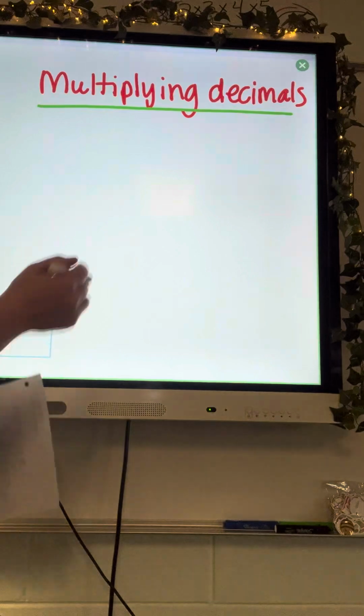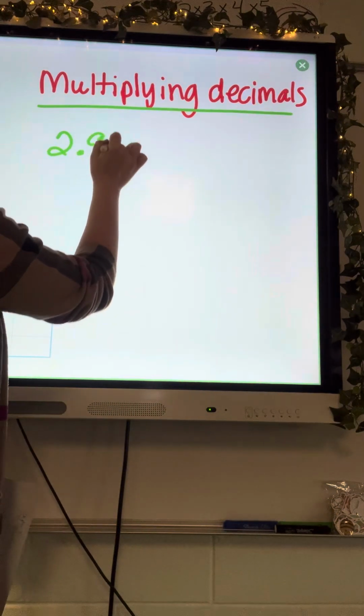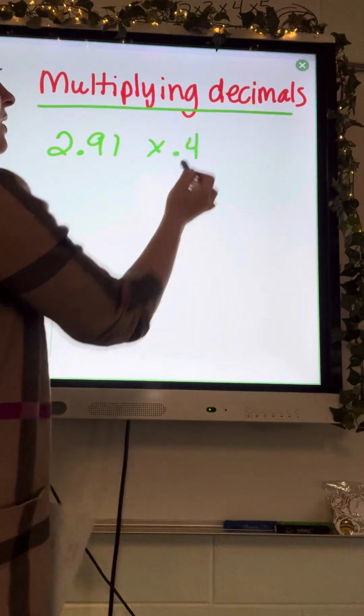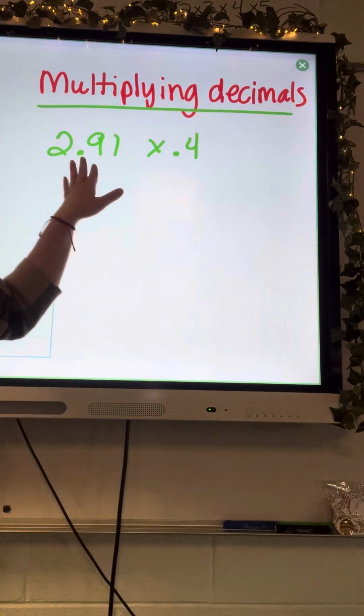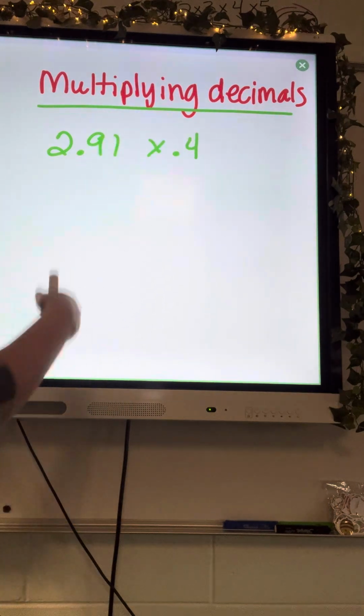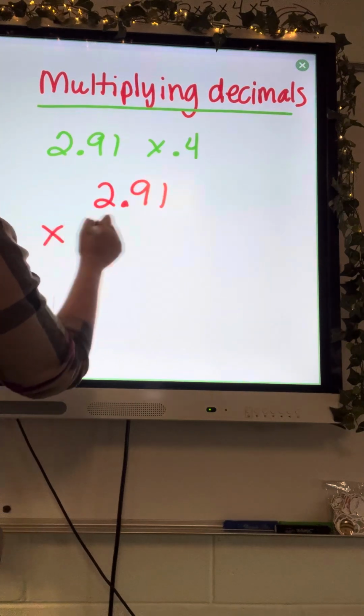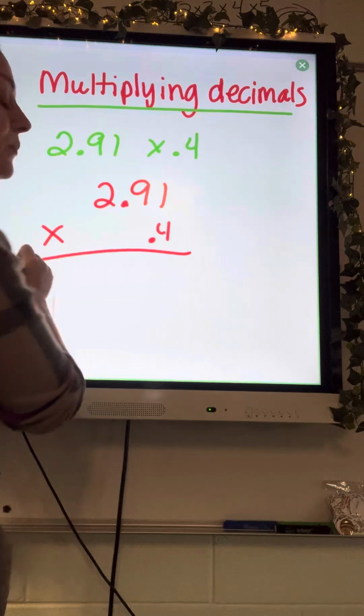So I'm going to start with a problem like 2.91 times 0.4. So it's a multi-digit decimal times a single-digit decimal. These ones, it's really easy to build off of because we're going from single to double. So we have 2.91 times 0.4. Very important.